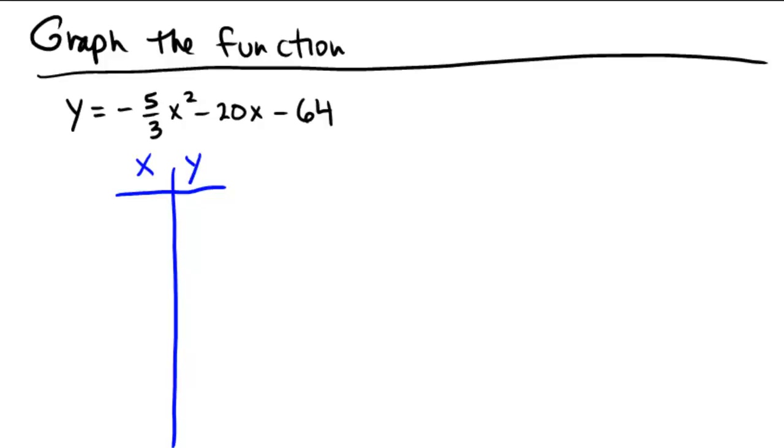So I need to find the point in the middle, and one way you could do this is by completing the square, but we're going to do instead just the formulaic way. So we're going to calculate negative b over 2 times a as the x coordinate of the vertex. So it would be negative b, which is negative 20, over 2 times negative 5/3.